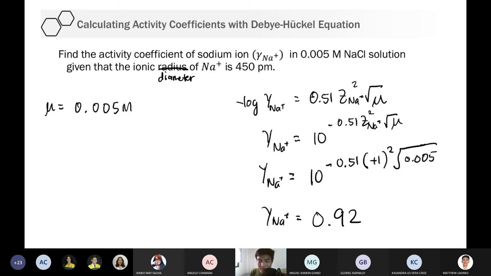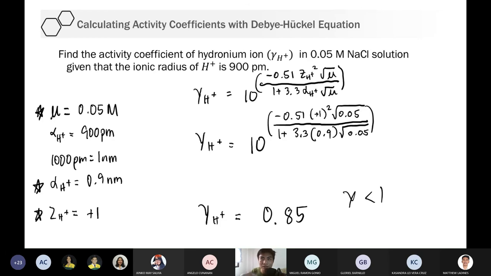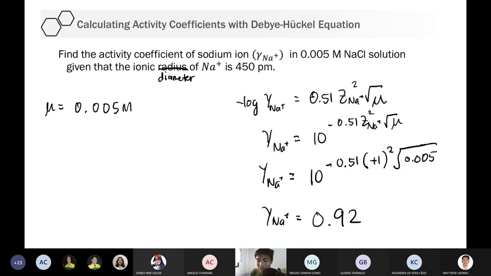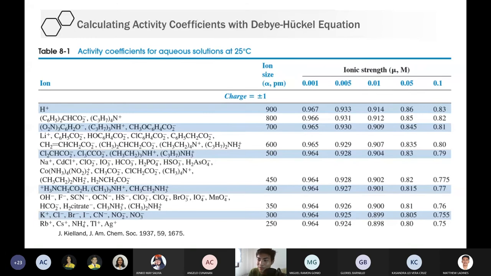Pakita ko na. Instead of using the Debye-Hückel equation and the Debye-Hückel limiting law, we can use this table na lang. Okay? So, Kielland published this paper around 1937. In this paper, makikita natin that for different ions, there is a corresponding gamma value at different ionic strength. So, ibig sabihin nun, there is no more need to use the Debye-Hückel equation.